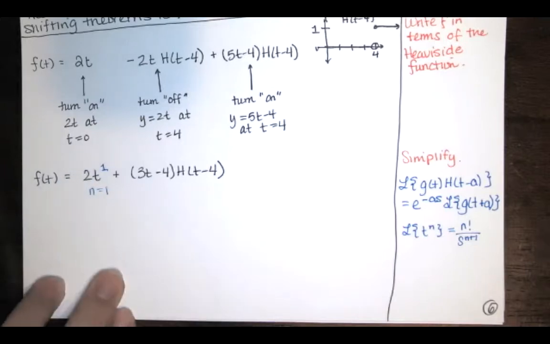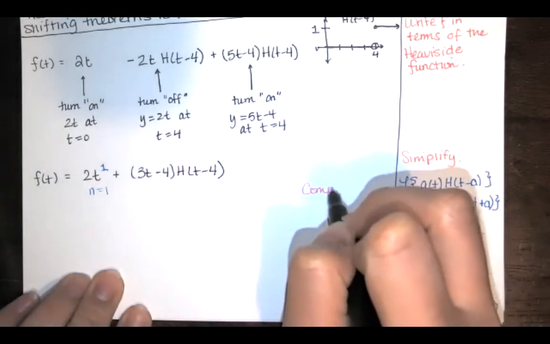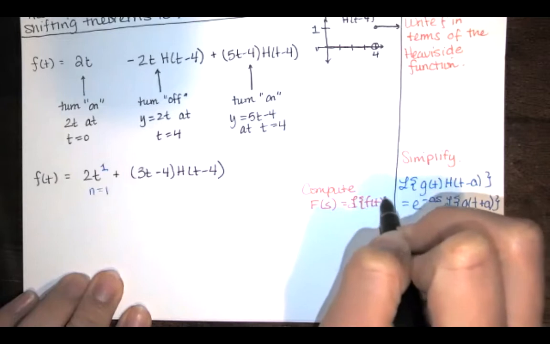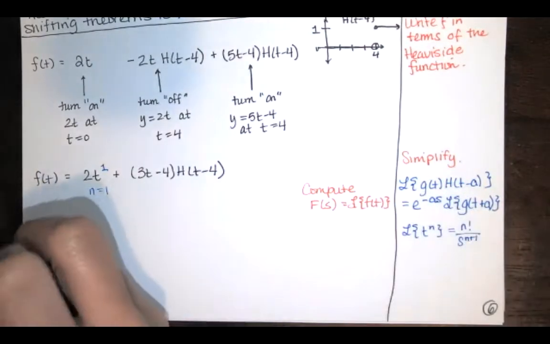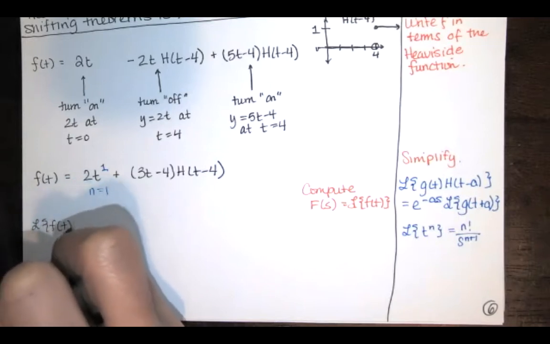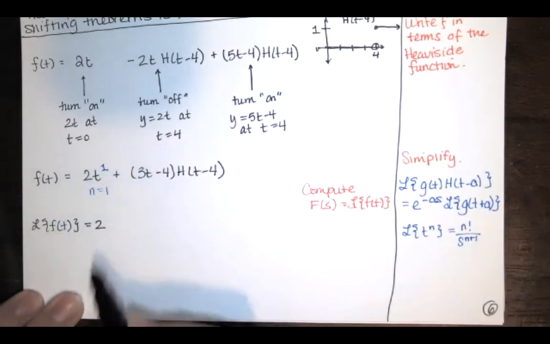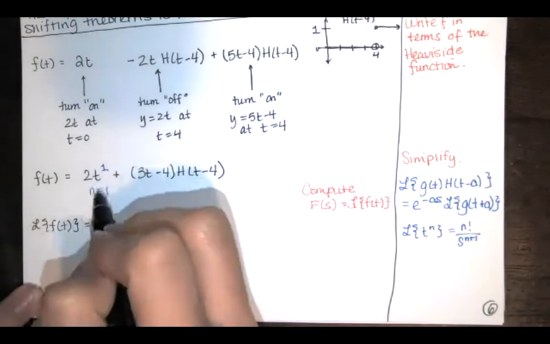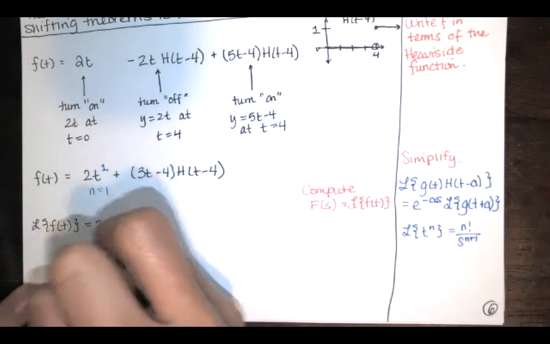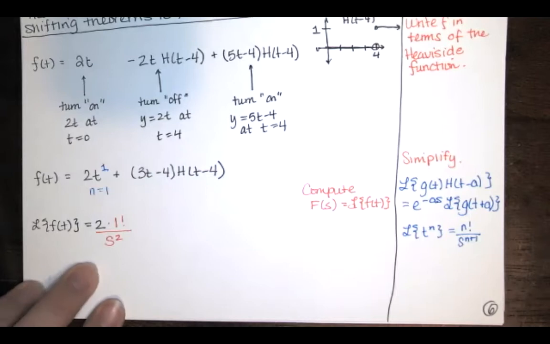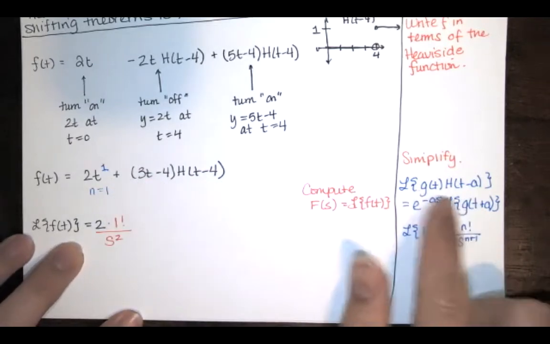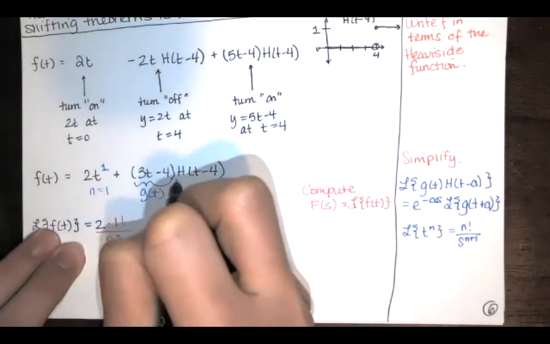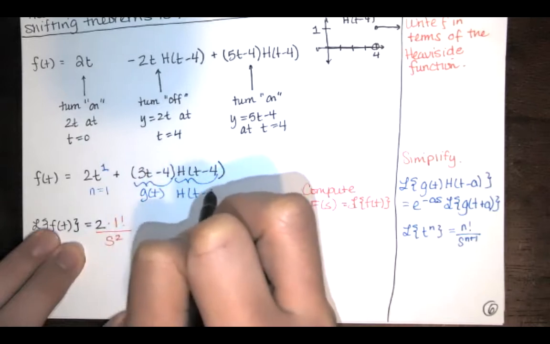So now when I am computing the Laplace transform of f, I just take the Laplace transformation of each piece term by term, bring the 2 down, and this is t to the first, so n is equal to 1, and I'll use this. So the Laplace transform of t to the first is 1 factorial over s to the 1 plus 1, or s squared. Now here, I'm pattern matching to this. So this is my g of t, and this is my h of t minus a.